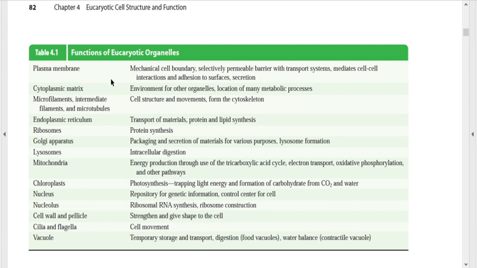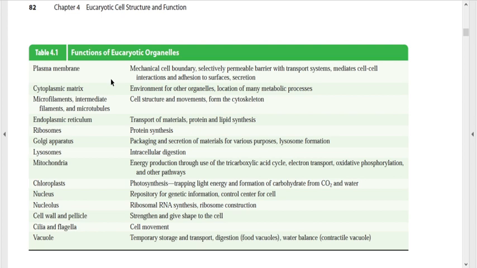Next is the cytoplasmic matrix, which is an environment for various other organelles and the location of many metabolic processes. Next are microfilaments, intermediate filaments, and microtubules. These are responsible for maintaining the cell structure and for the movement of the cell. At the same time, they form a cytoskeleton, which is responsible for cell division and cellular movement. Next, the endoplasmic reticulum is responsible for protein and lipid synthesis. At the same time, it also acts as a transport medium for transporting various kinds of materials.